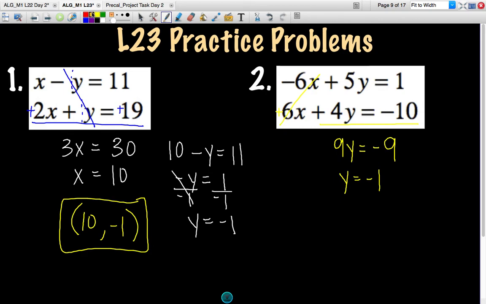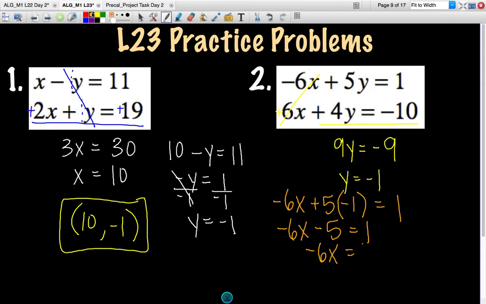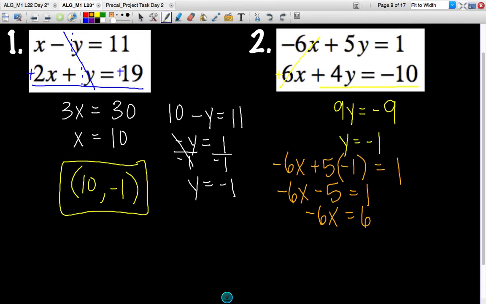Now I'm going to plug my value in to either equation to solve for the other missing variable. So negative 6x plus 5 times y, we just found what y was. Simplify and solve. Add 5 to both sides. And divide by negative 6, so x equals negative 1. So our solution is x, which is negative 1, comma, our y is negative 1. So negative 1, negative 1 is our solution.